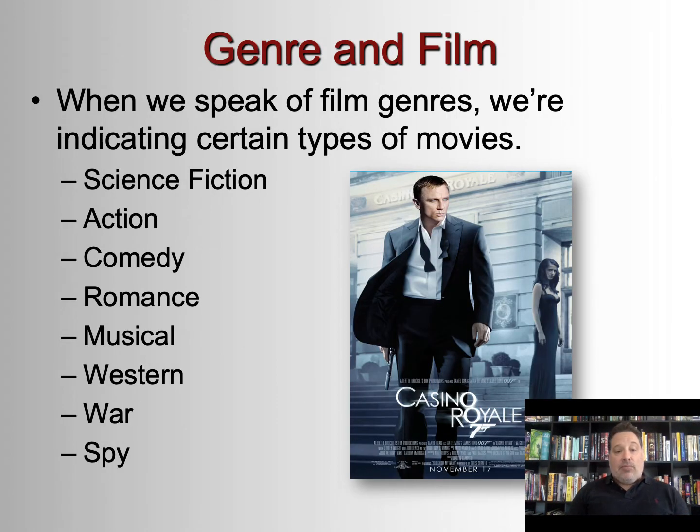So when we speak of film genres, we're indicating certain types of movies at the very basic, as we talked about in the first slide. Sci-fi, action, comedy, romance, musical, western, war, spy. These are all among the most famous, the most well-known, and the most prominent genres. We might even put Bond into his own genre at this point because there are so many Bond movies and they follow such rigorous genre rules.